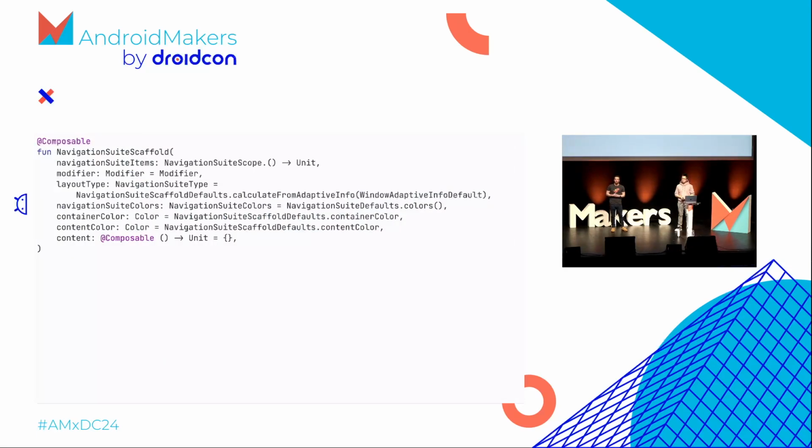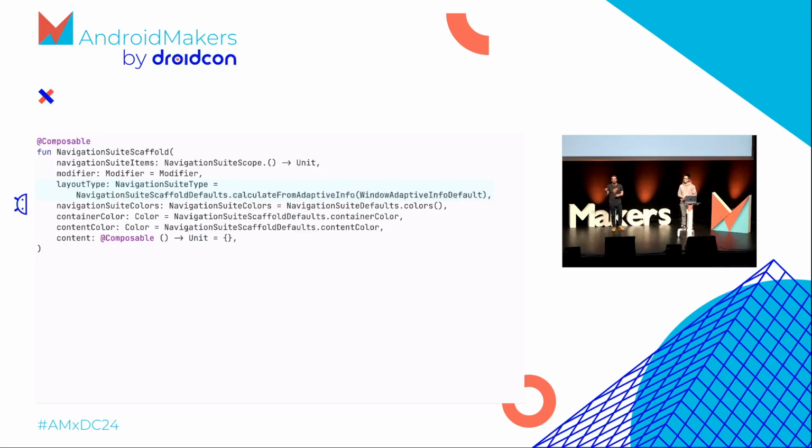The contract is pretty simple. Here you have the contract of the navigation suite scaffold, and there are two interesting parameters. The first one is the navigation suite items, which allow you to declare all items you want in the navigation bar, with a pretty similar contract to what you can see in the navigation rail and the bottom bar navigation. And we have the layout type with a very complex default value, but behind this call it calculates from adaptive info. It computes the window size class in width and height to get to know what is the best navigation bar to use for your application.